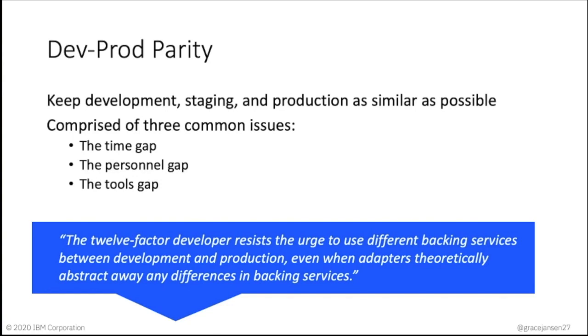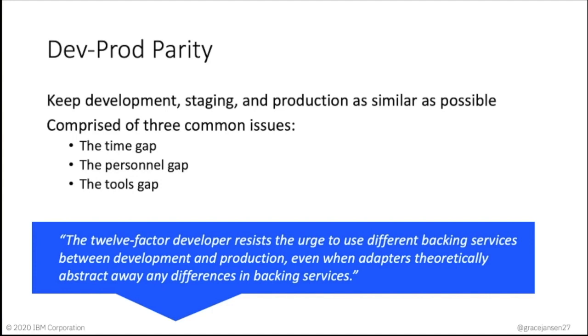So the tools gap: you might be using one software stack locally in your dev environment, maybe because it's faster and more convenient, but you might be using a completely different software stack in production, maybe because it's more robust. But in that case, all of these different issues can create differences between your development, staging, and production environment, which prevents this dev prod parity.